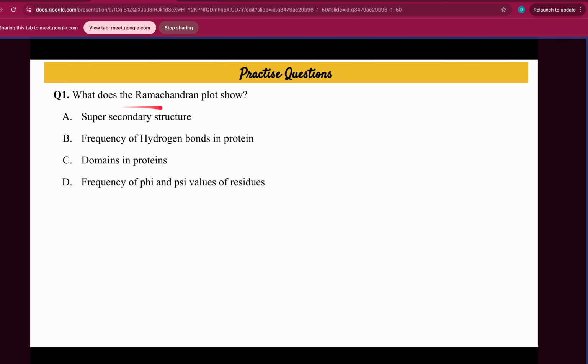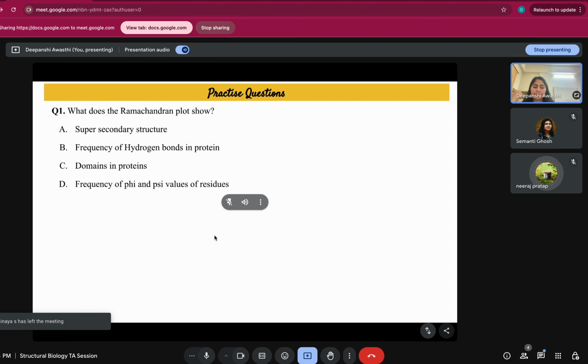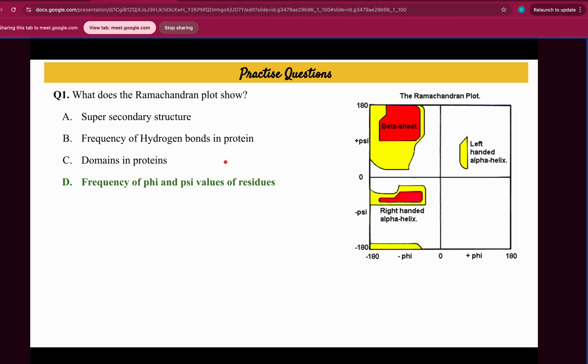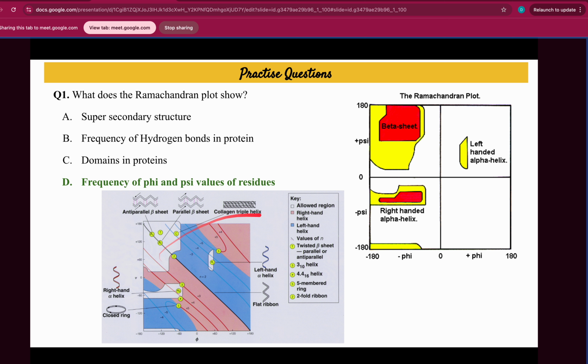Yeah, so now the first question is, what does the Ramachandran plot show? For example, option A is supersecondary structure, option B is frequency of hydrogen bonds in proteins, option C is domains in proteins, and option D is frequency of phi and psi values of residues. Which option? D? Okay. Yeah, so D option is right, because it shows you phi and psi distributions, and then it helps you to see which kind of secondary structure the protein sequence can adopt. Yeah, and this is a detailed representation. So if you're interested, you can go through this plot.